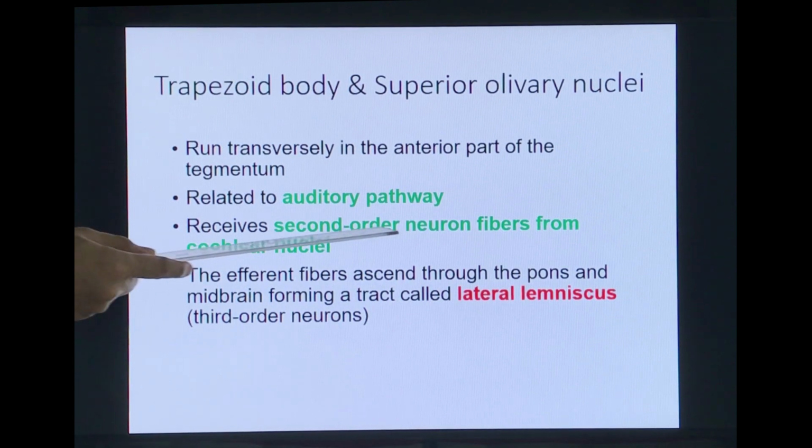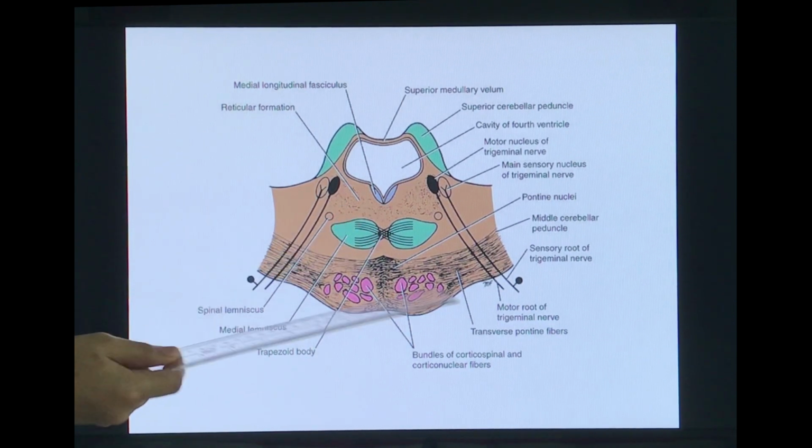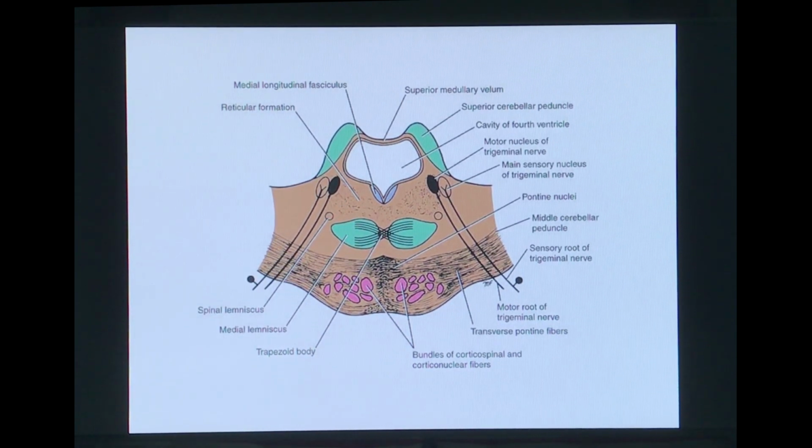The second order neurons coming from the cochlear nuclei cross over. Some fibers cross over, but some relay on the same side. So you will be seeing both crossed and uncrossed fibers in the lateral lemniscus, since some are crossing and some are not crossing. After that they ascend, forming a tract called the lateral lemniscus. So this goes to the midbrain.